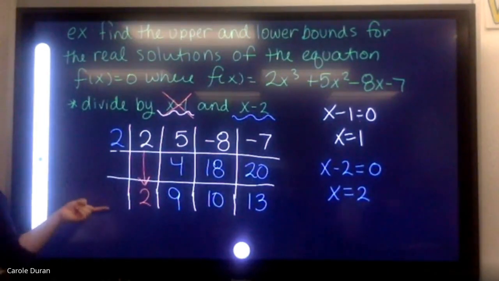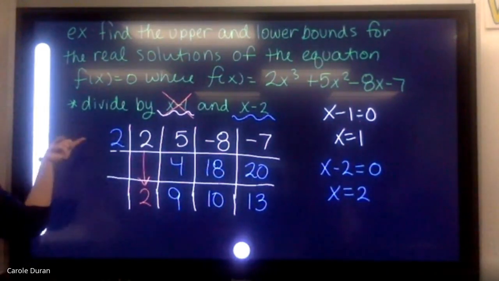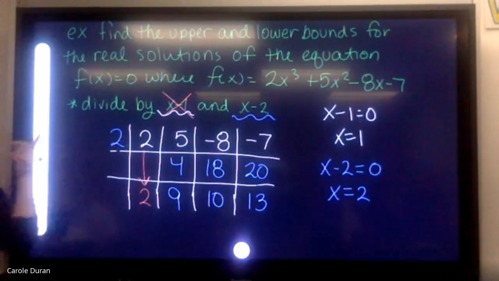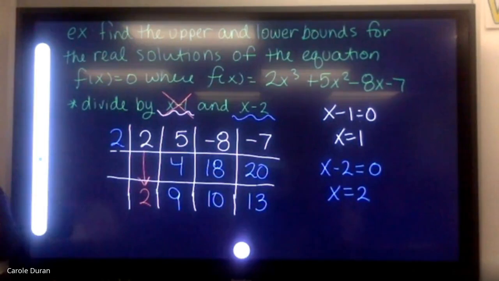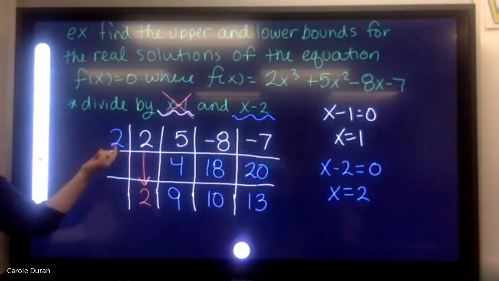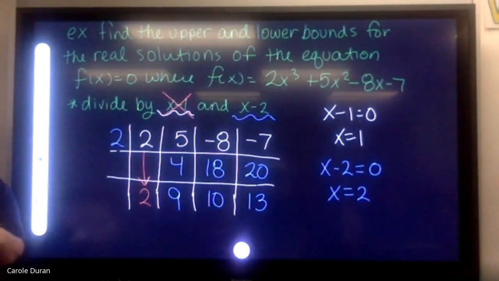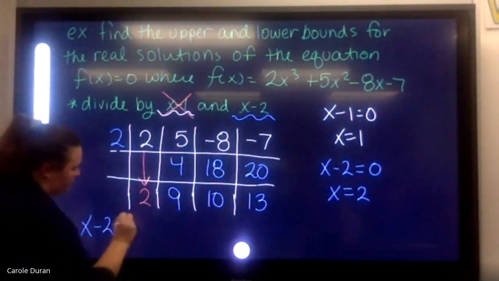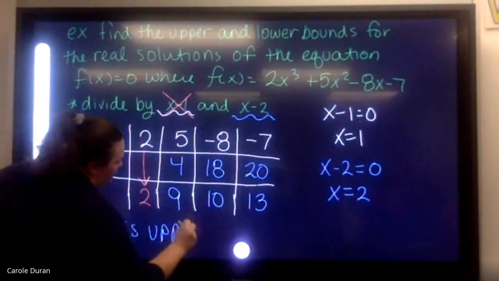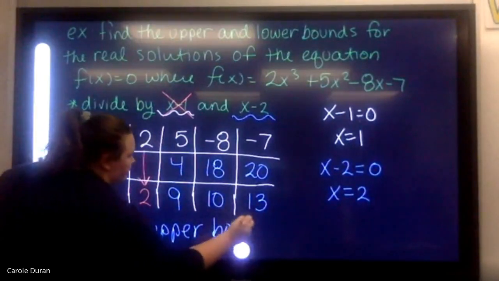Did I have any sign changes? No. Did I divide by a positive number? Yeah. So this is an upper bound to this polynomial, which means if I were finding any real roots, none of my roots would be larger than 2. That's what upper bound means. It means this is the highest limit that any of my roots could potentially be. Nothing beyond that could be a root. Okay, so x minus 2 is an upper bound, which you could also say x equals 2.